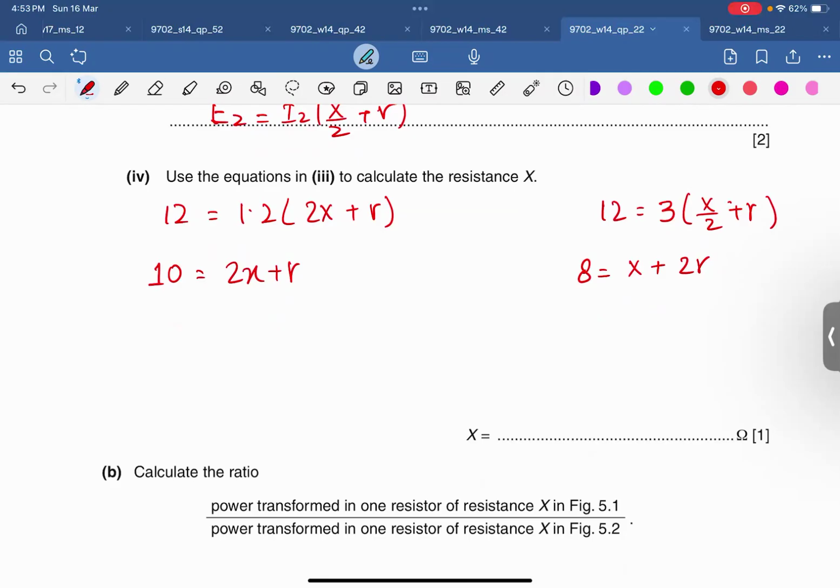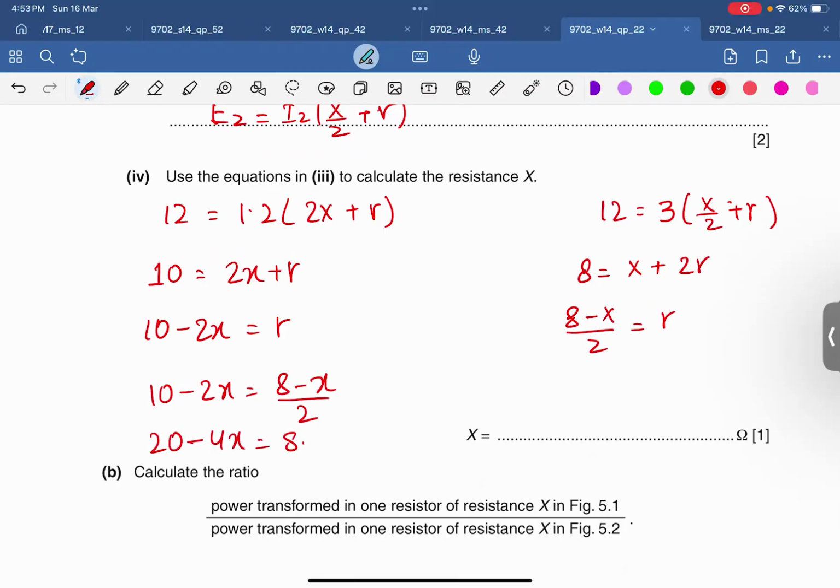So, or make r the subject and just solve. So 10 minus 2x equals 8 minus x over 2 equals r, right? So 10 minus 2x equals 8 minus x over 2. Okay, so that would be 20 minus 4x equals 8 minus x.